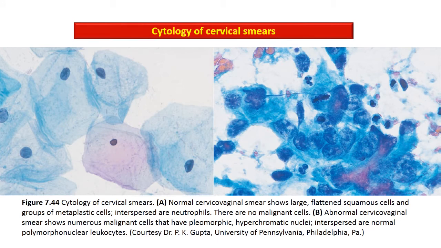This photomicrograph is showing the cytology of a cervical smear. On the left, there is a normal cervicovaginal smear that shows large flattened squamous cells, and on the right, there is an abnormal smear that shows numerous cells that are pleomorphic, hyperchromatic, and there is some interspersed inflammatory infiltrate also.